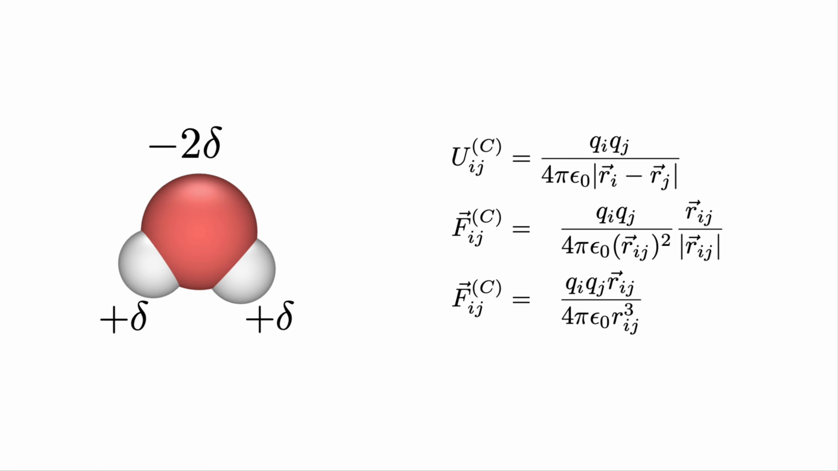The Coulomb potential between 2 charges looks like this, proportional to the product of 2 charges and inversely proportional to the distance between them. We can derive the force, or just look up the Coulomb force, and we get an expression like this. Note that this fraction is basically just a unit vector, but it's convenient to use it in this form in the code.